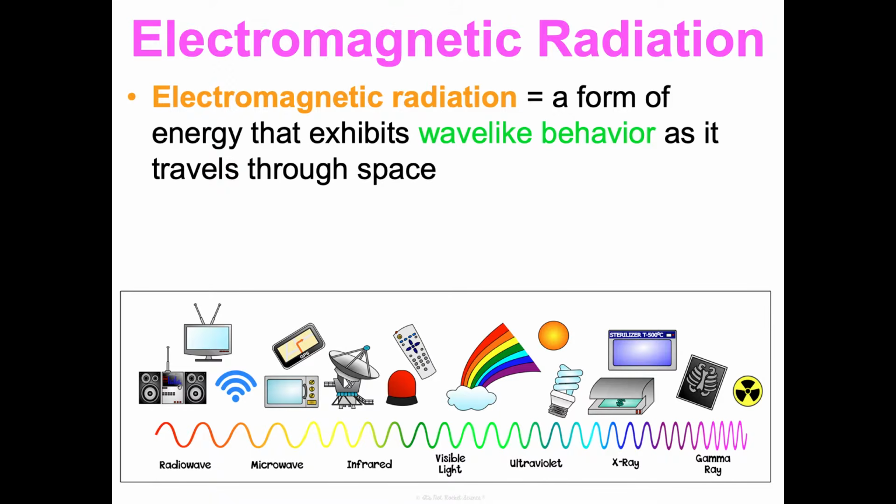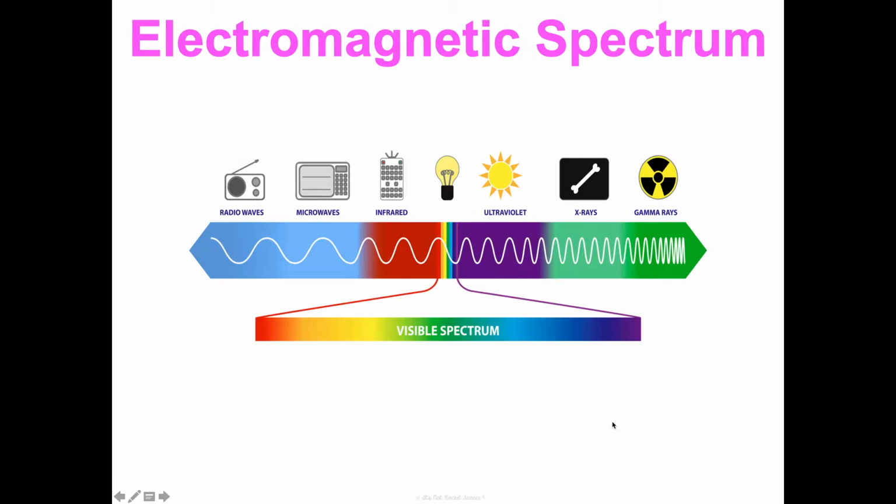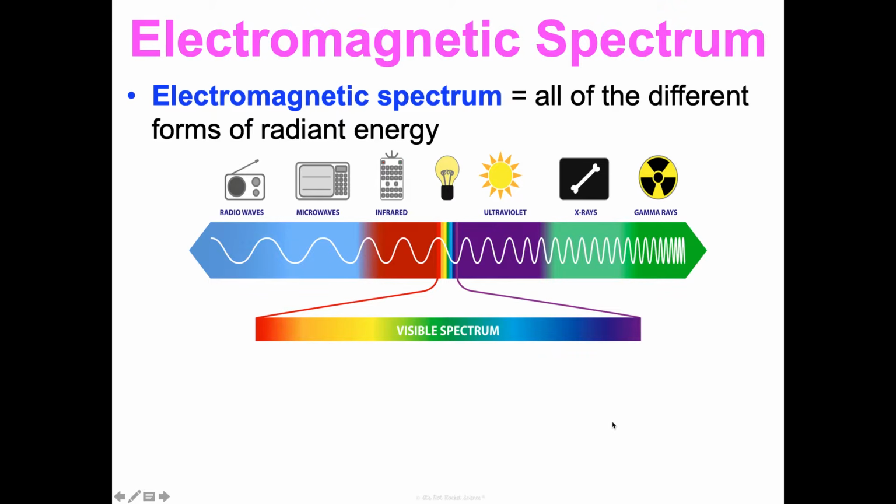So that's where we can tie in electromagnetic radiation. This is just a form of energy that has wave-like behavior, that electrons do too, as it travels through space. And there are several types of electromagnetic radiation. There are radio waves, microwaves, infrared waves, visible light, ultraviolet rays, X-rays, and gamma rays. And when we're looking at all of these together, we refer to this as the electromagnetic spectrum. It's just all of those different types of radiant energy that I just mentioned.